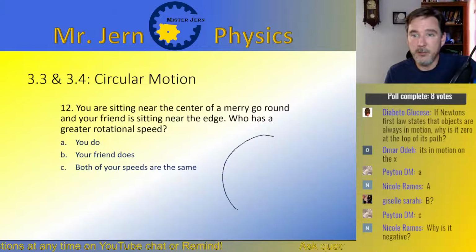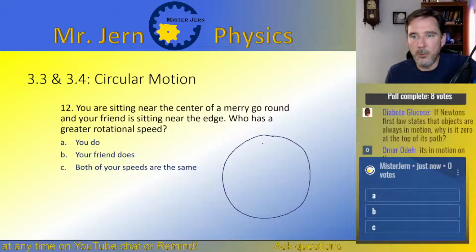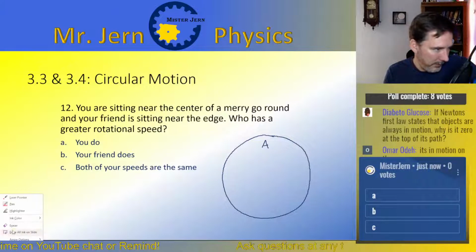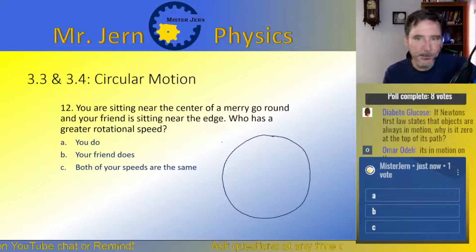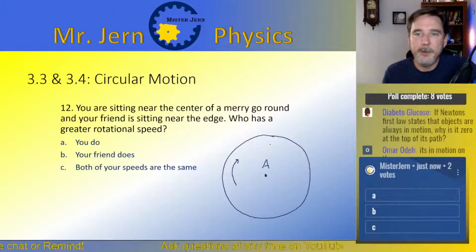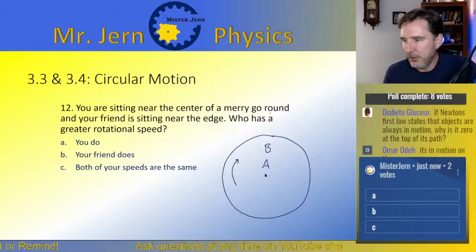So you've got a circle. It's a merry-go-round. There's the pole. This is A. That's you sitting near the center. The merry-go-round is going. Your friend, letter B, is sitting at the edge.